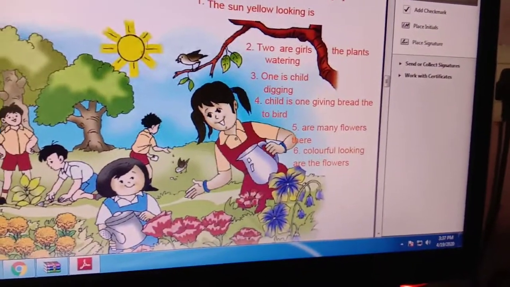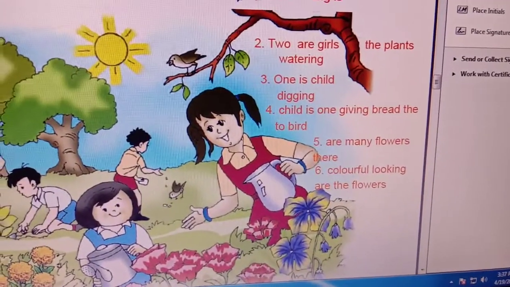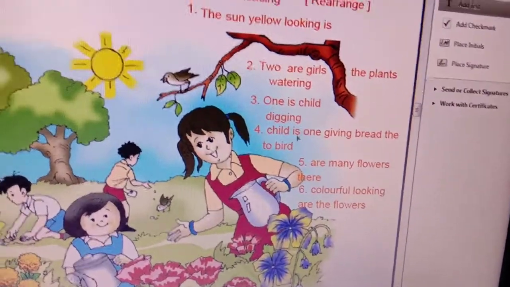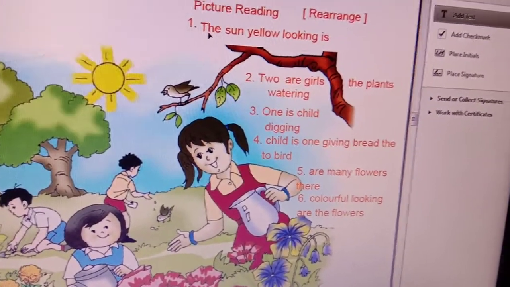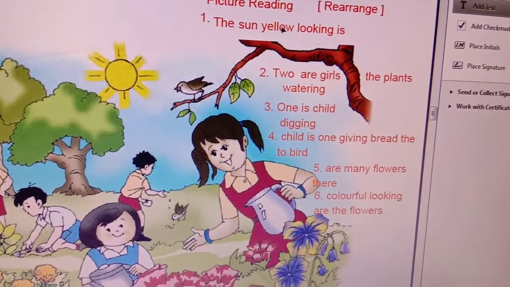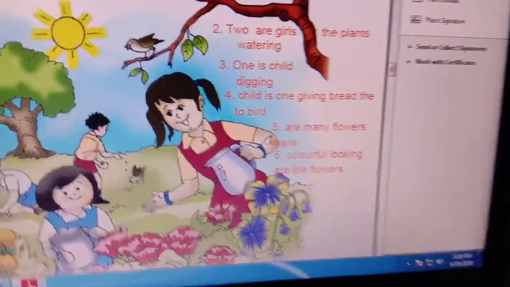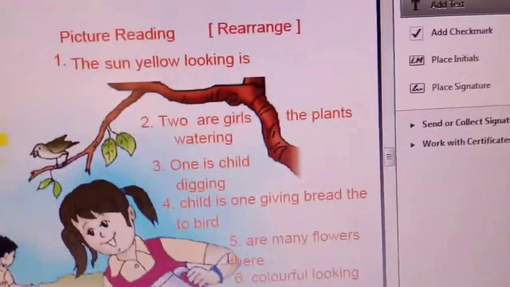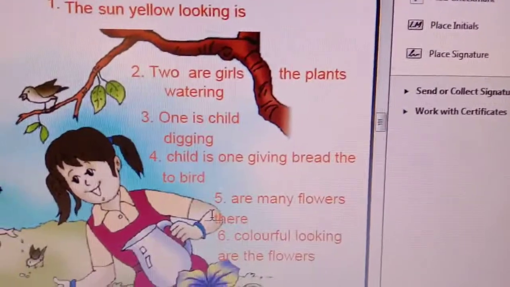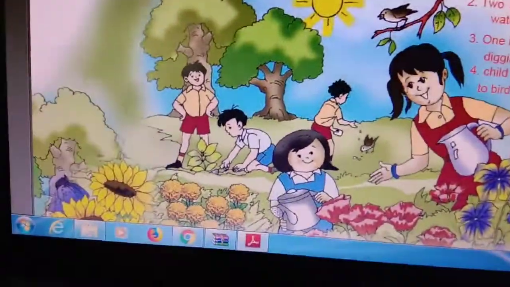Again, we have to see the picture, and I have given some sentences. You have to rearrange those. First one is done for you. The sun yellow looking is. The sun is looking yellow. You have to rearrange and frame the sentences. See the sentences very carefully, and then you have to rearrange by observing this picture.